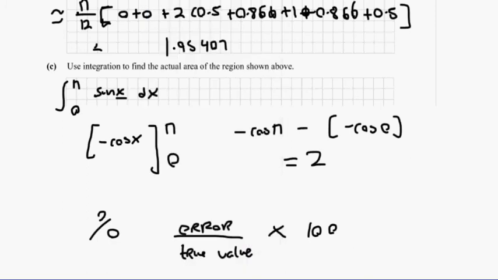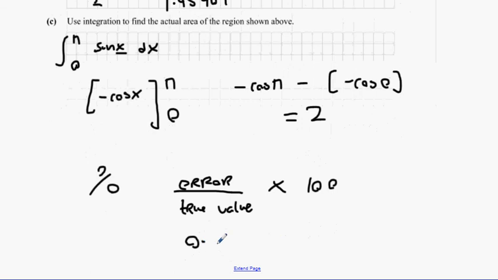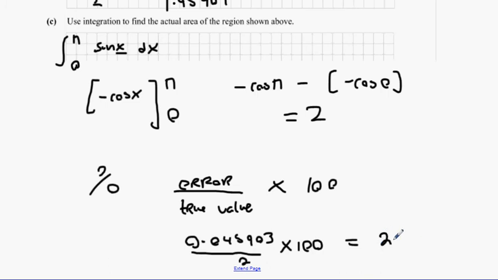So 0.045903. The true value was 2, multiplied by 100, and what you get? You're going to get about 2.3%. You'll get 2.2965, which also rounds off to 2.3%. Is that okay with you guys?